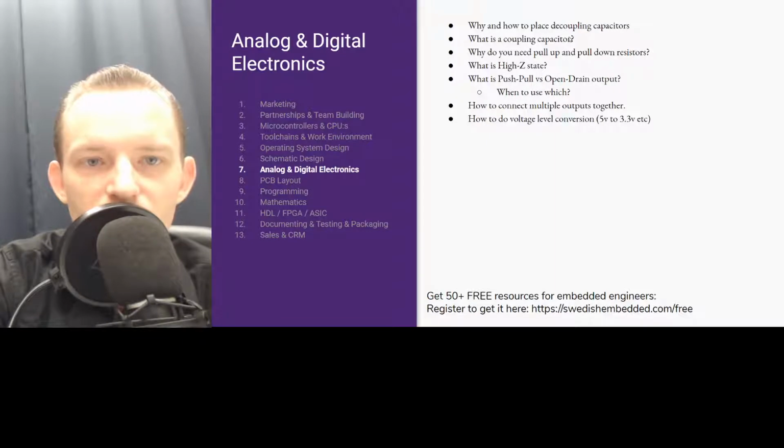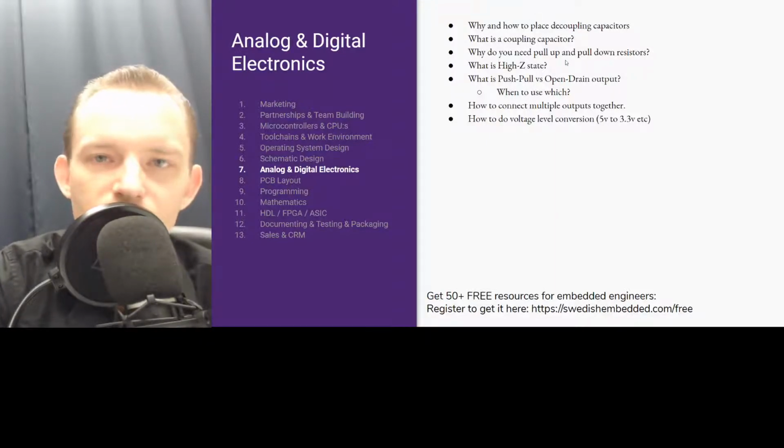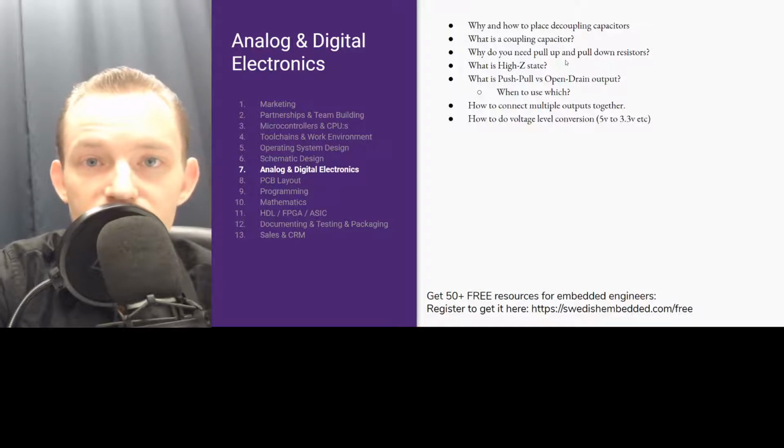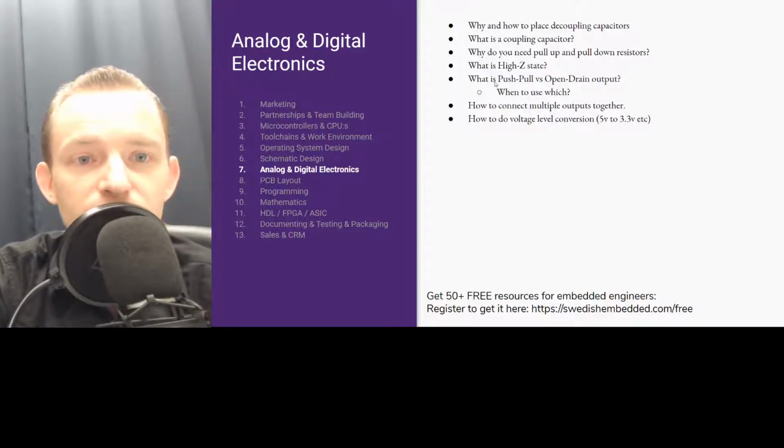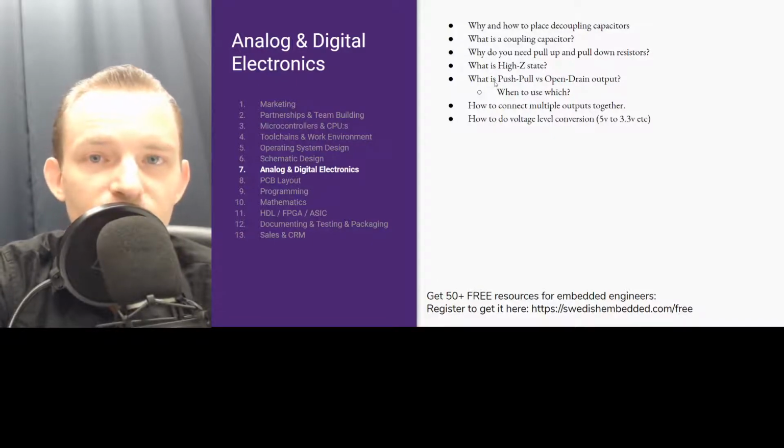And you typically use coupling capacitors on the input to amplifiers. For example, if you look at a schematic of an audio amplifier, you may see a coupling capacitor on the input to the amplifier. Why do you need pull-up, pull-down resistors? What is a high-Z state of a pin? What are push-pull, open-drain outputs?